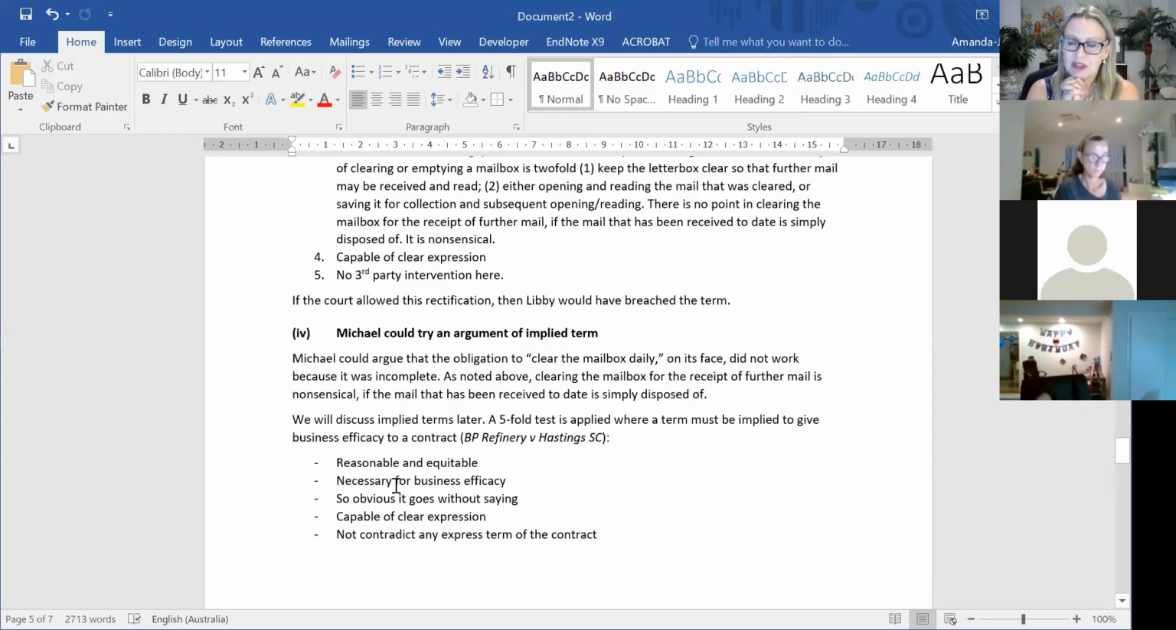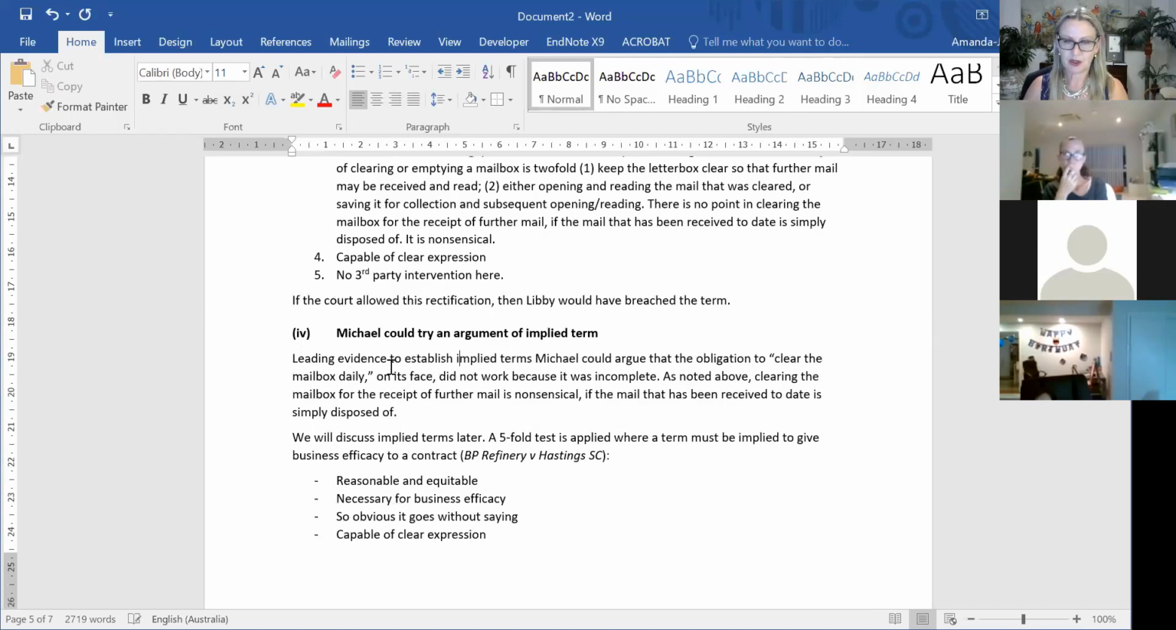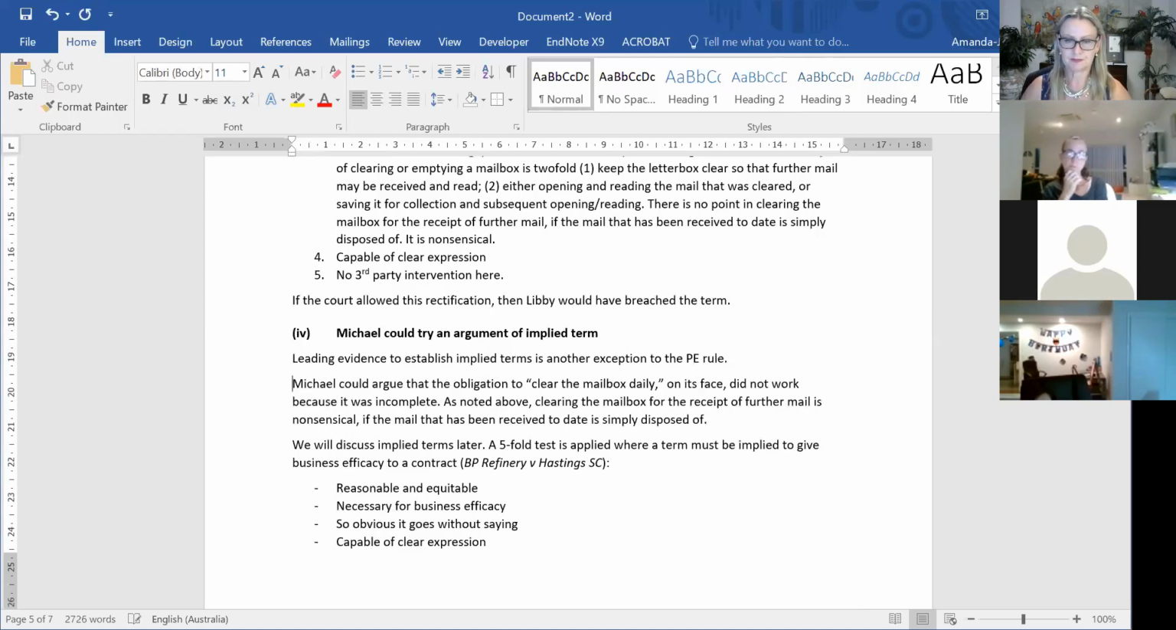But Michael could simply argue here that leading evidence to establish implied terms is another exception to the parole evidence rule. So he could say the obligation to clear the mailbox daily on its face didn't really work because it was incomplete. So it needs something else implied in order to make that clause commonsensical, okay? You've got to have these 5 tests from BP Refinery and Hastings Shire Council.